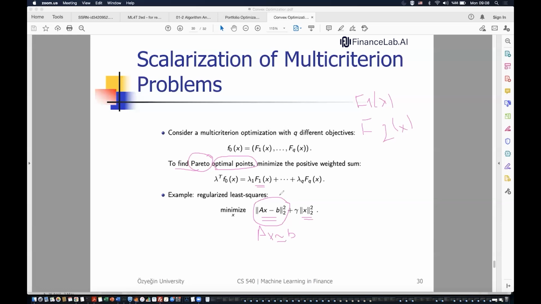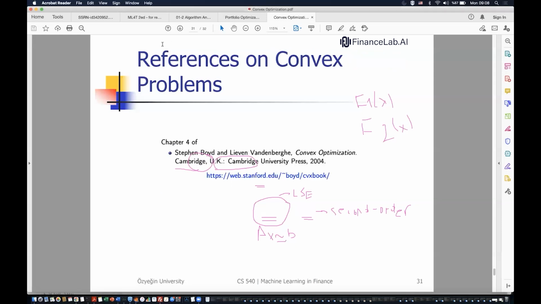And in this case, we have two objective functions. One is for linear least squares, and the other is the second norm. One trick is to multiply the second norm by a coefficient, which is gamma here, and then solve for a single optimal objective value. So this is an example of how we can scalarize multi-criteria problems. In this case, there are two criteria. Again, this is basically convex optimization.